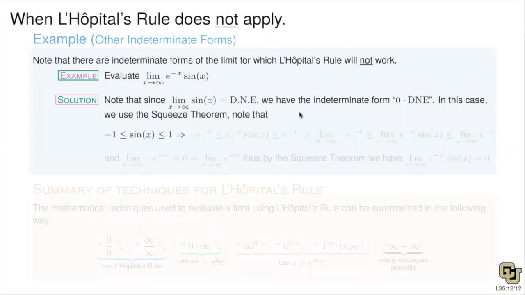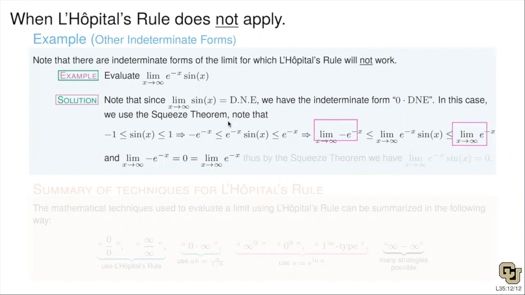Starting with sine of x being between -1 and 1, since e to the negative x is positive, I can just multiply through and then take a limit. Here, e to the minus x goes to 0 as x goes to infinity. Think about the graph. And so minus e to the minus x also goes to 0 as x goes to infinity. So the limits of the functions on the ends both go to 0. By the squeeze theorem, the limit of e to the minus x of sine of x as x goes to infinity must equal 0.